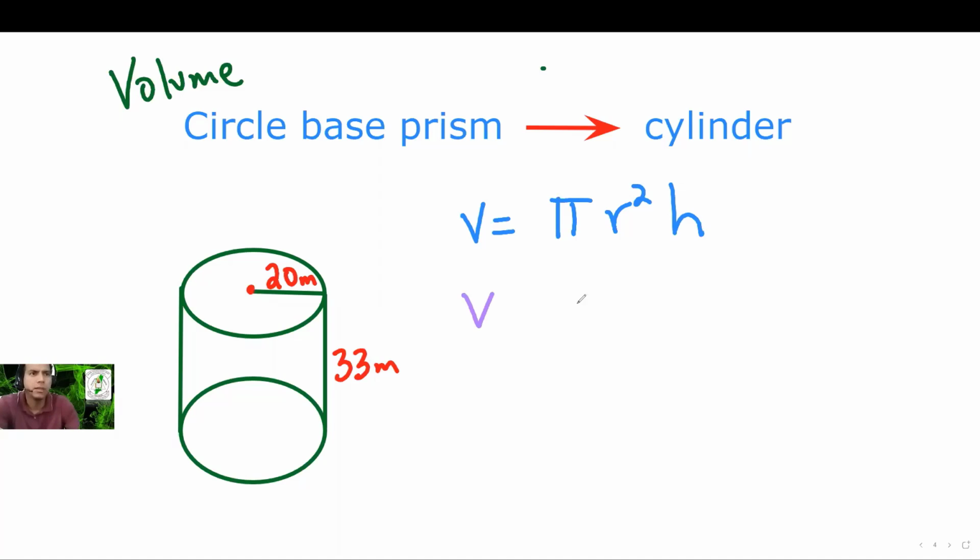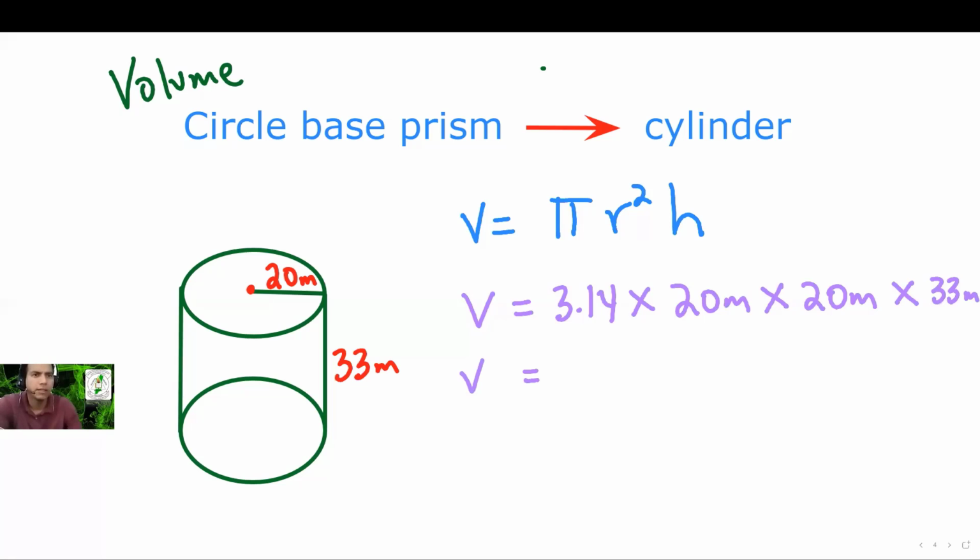So the volume is 3.14 times the radius, in this case 20 meters, and we square it, so multiply it by 20 again, then multiply it by the height, which is 33 meters. When you enter all of that in your calculator, 3.14 times 20 times 20 times 33, it gives you 41,448 meters raised to the third power. So this would be the volume for a circle-based prism, also known as a cylinder.